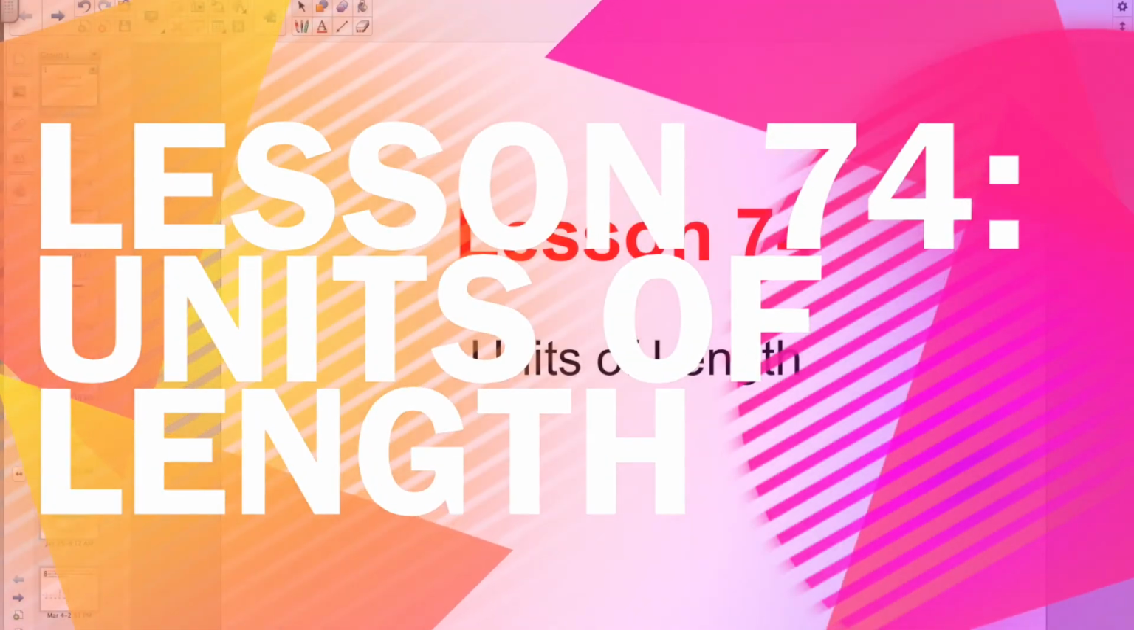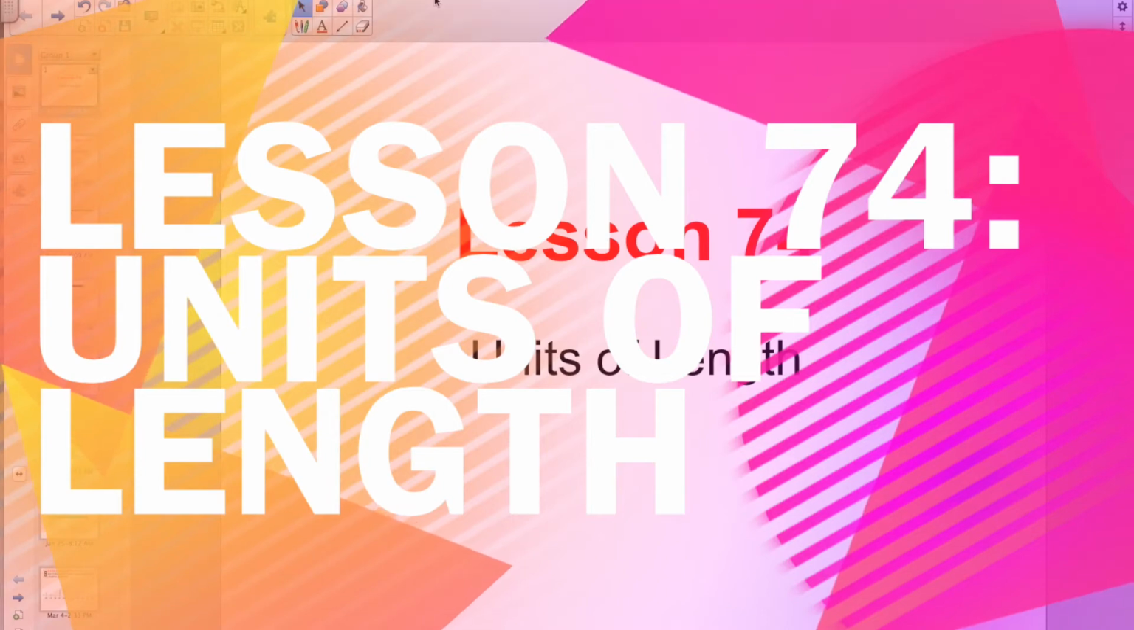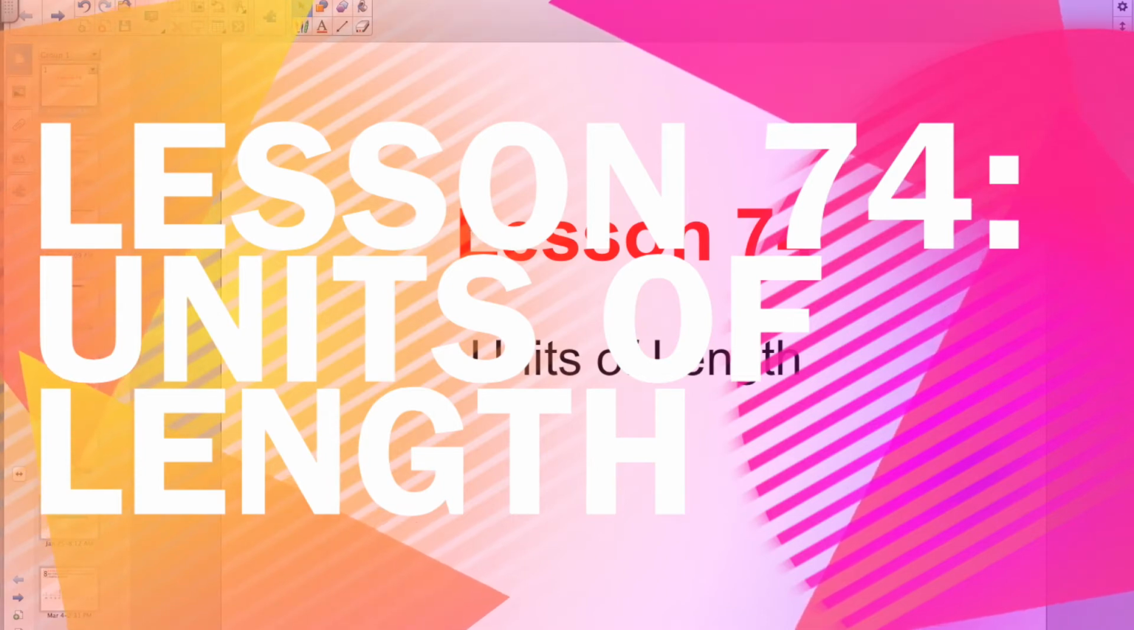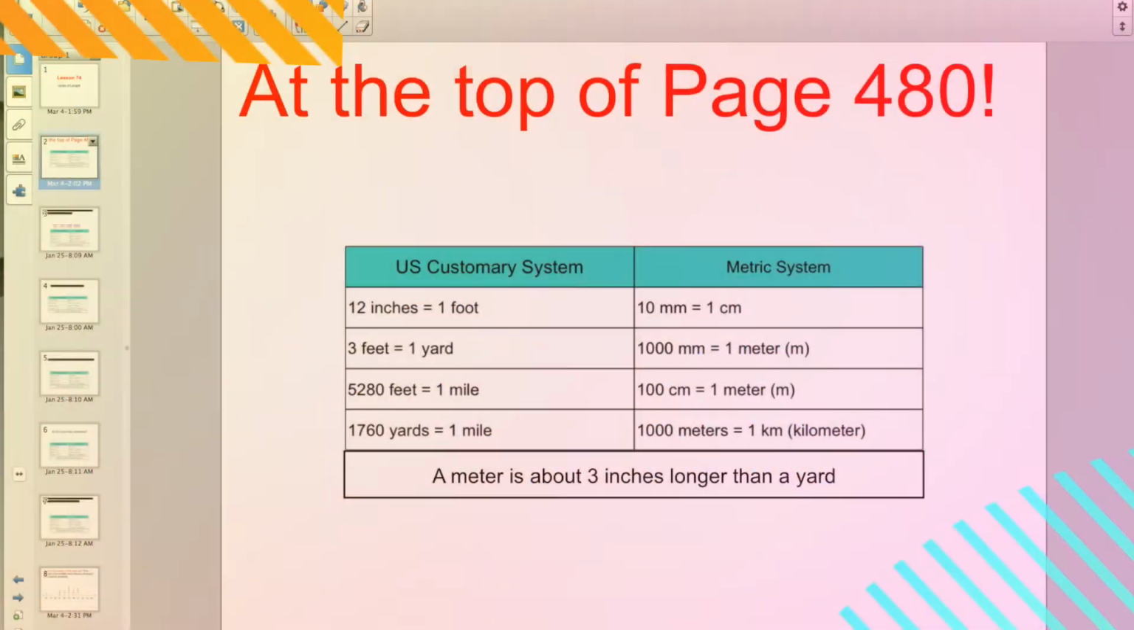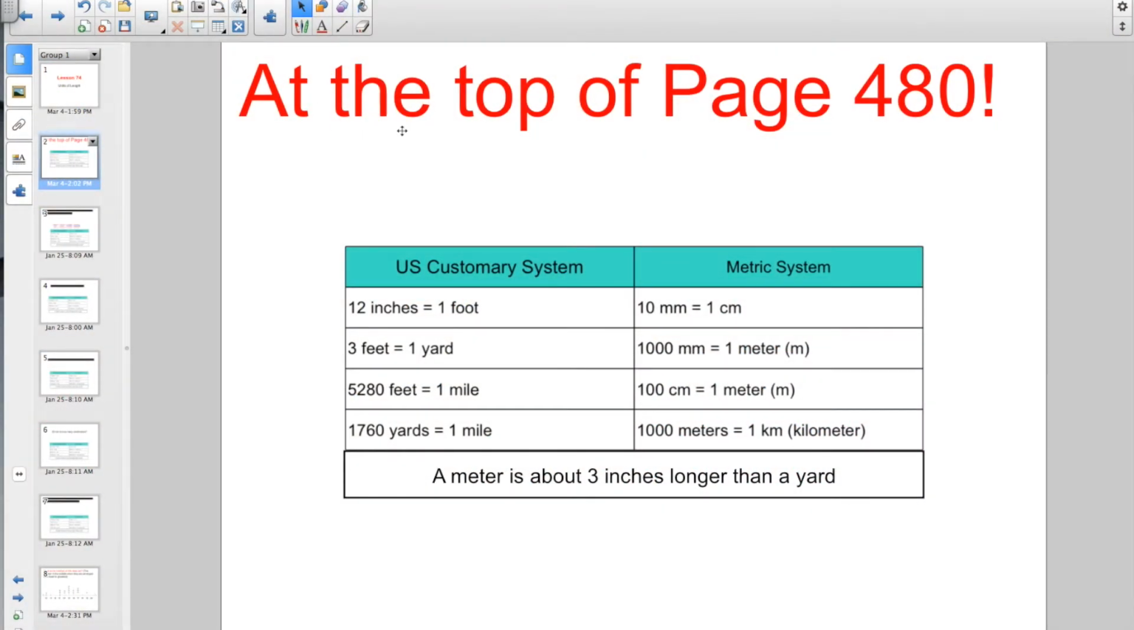Time for something extremely important and a little bit different from what we've been doing before. Get ready for lesson 74. We are all about units of length today. There are lots of different ways to measure how long something is or how wide something is.